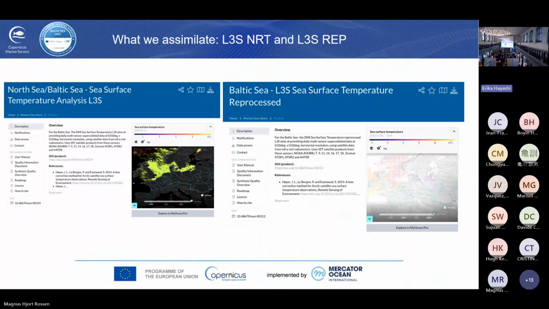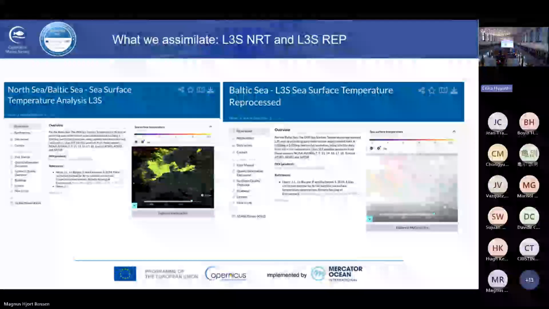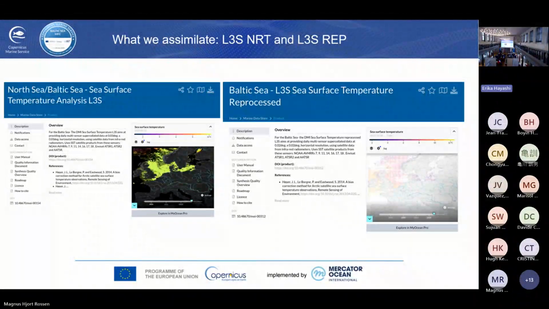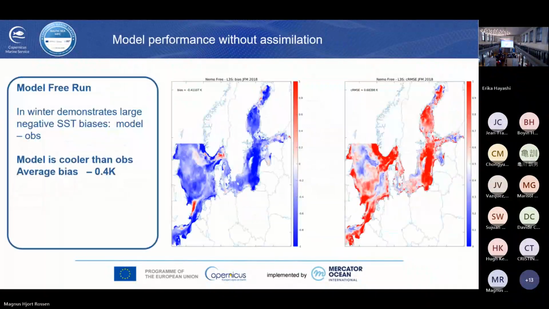And in terms of satellite, we assimilate level 3S products from the Copernicus catalog, and the near real-time system assimilates, obviously, near real-time products, while the reanalysis assimilates the reprocessed level 3S product.